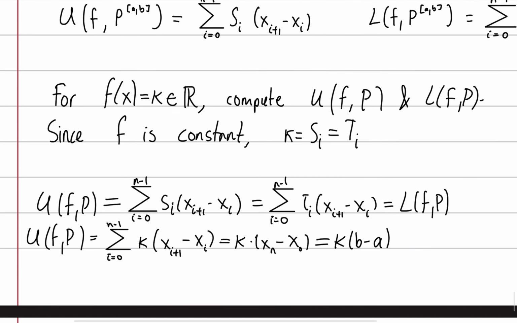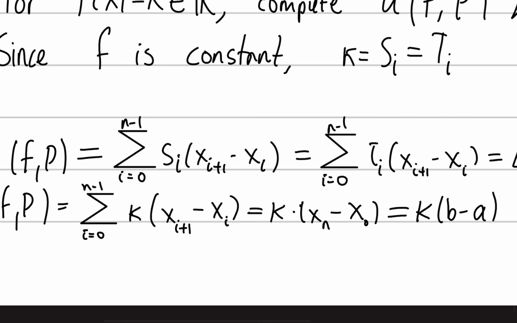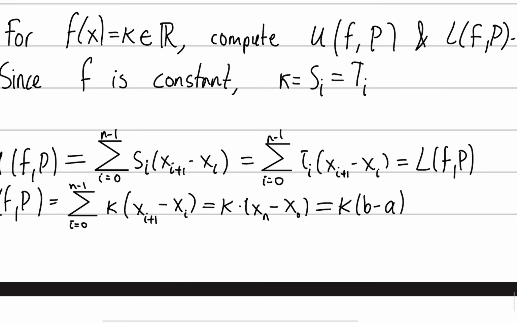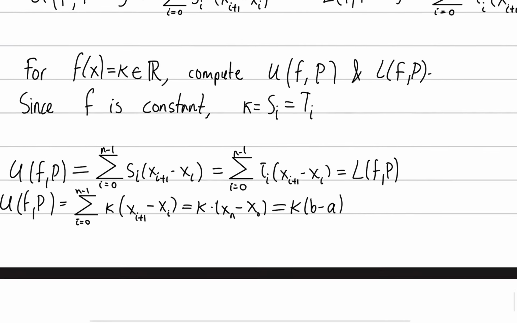So since f is constant, whatever k is, f of x is just the supremum and the infimum. So the upper sum, you should notice, is equal to the lower sum. And when we compute it, factoring out k, we get a telescoping series, which telescopes to x sub n minus x sub 0. But remember, x sub n is defined to be b, and x sub 0 is defined to be a. So we have k times b minus a.